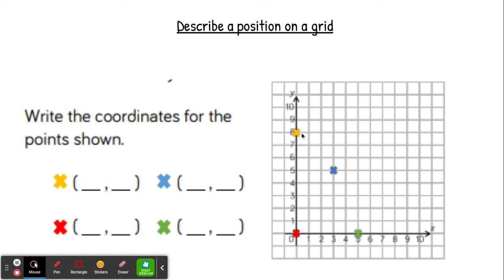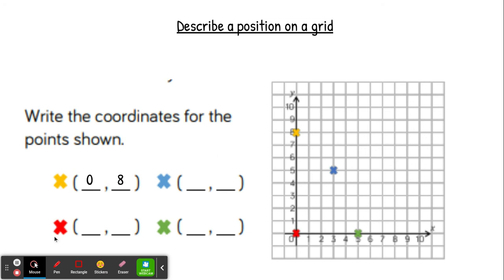So there is the yellow cross. I don't need to go across anywhere because it is on 0. So that's the first description of the position, 0. And then I go up the stairs and I see that's by the number 8. So the position of the yellow cross is (0, 8). Now remember, it goes inside brackets.